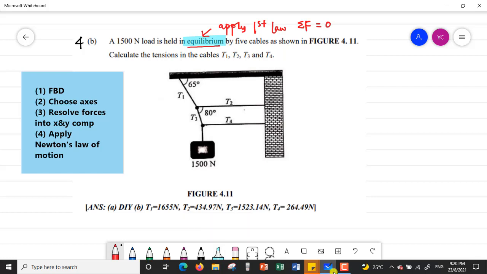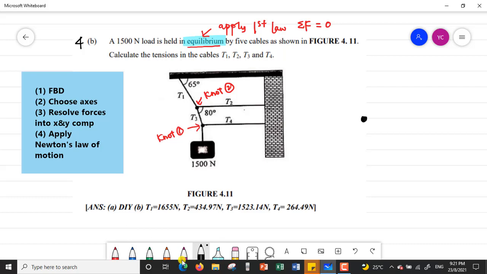So boys and girls, if we refer to the system, we will notice that we have two knots here. This is our first knot. Then this is the second knot. If the system is in equilibrium, it means that the summation of all the forces is equal to 0. So I draw the free body diagram first.